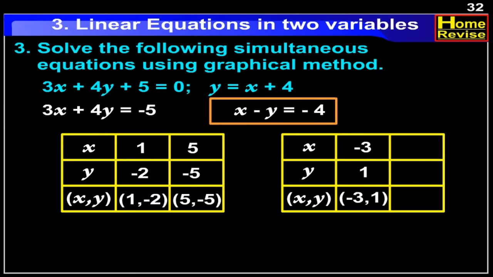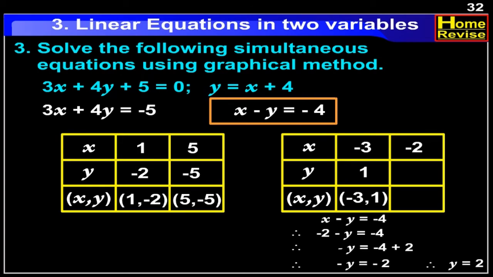Similarly, taking x is equal to minus 2 and substituting in the above equation, we get y is equal to 2. Therefore, coordinates of x and y are minus 2, 2.